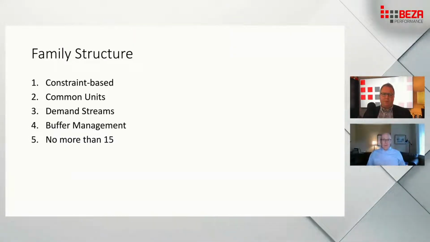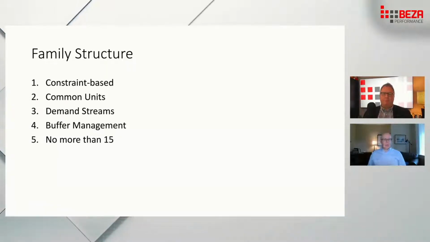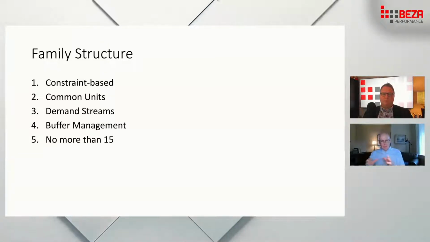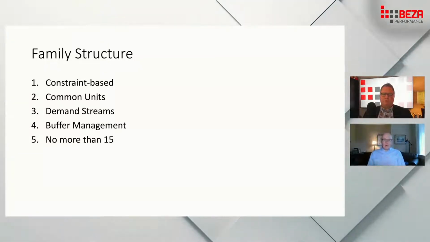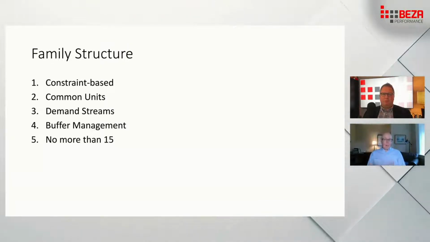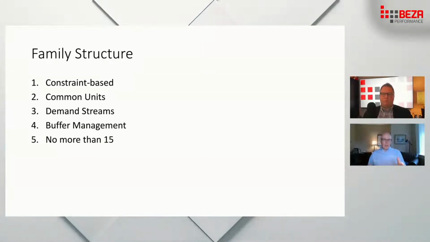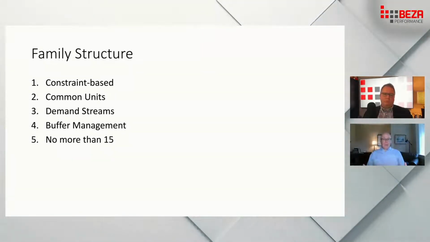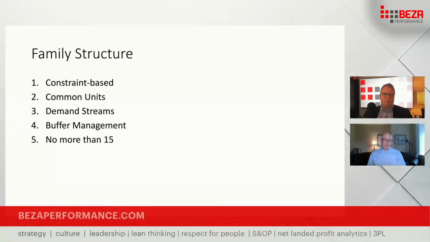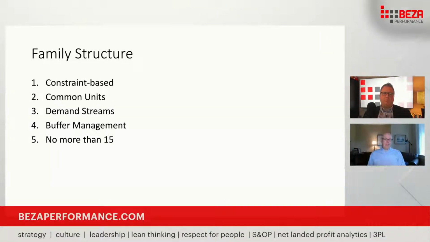So when I look at the family structure, the things I wanted to cover today are the 5 big ones that I would look at in how you structure your S&OP families for presenting in the executive meeting. Got to be constraint based, got to do the family and common units. You have to have the ability to break demand into different demand streams. I'll explain what I mean by that. It's got to facilitate buffer management, and you really should have no more than 15 in the executive meeting. And we'll talk about that at the end.